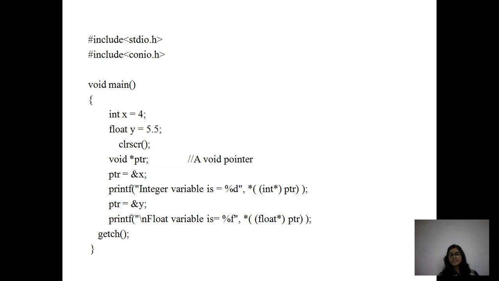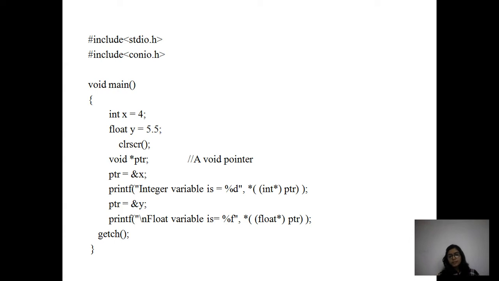Now as we know x is an integer. So for the output we write printf, the value of integer is %d, then *(int*)ptr. Why do we write the star? *ptr will give the value. Now why is there a need for int* here? Because it will convert the pointer to an integer pointer, that means it will point to the integer value. Now the first output will be 4.